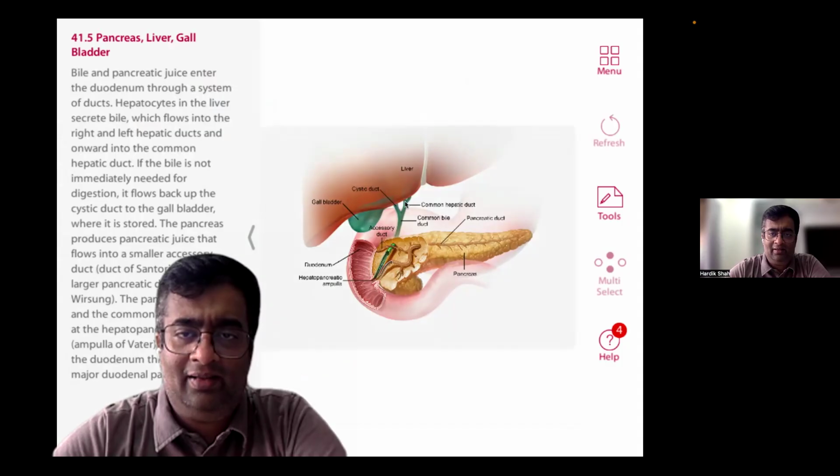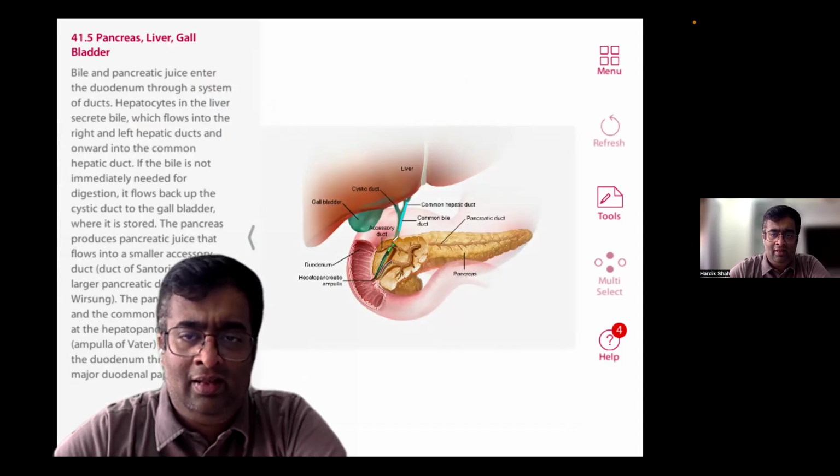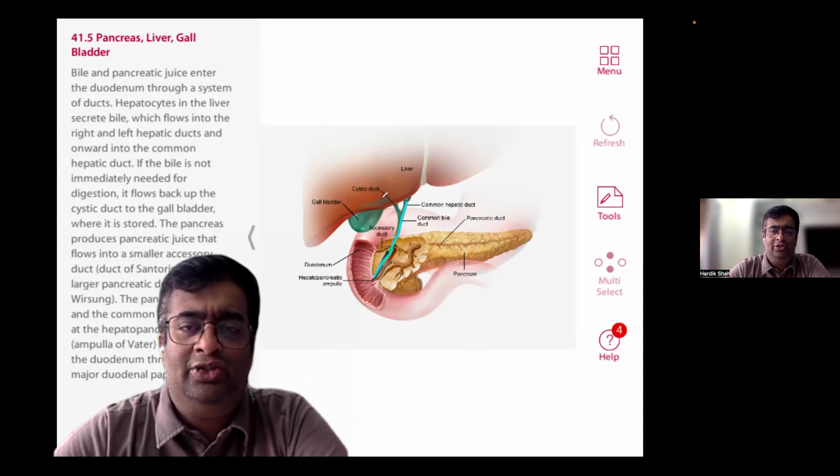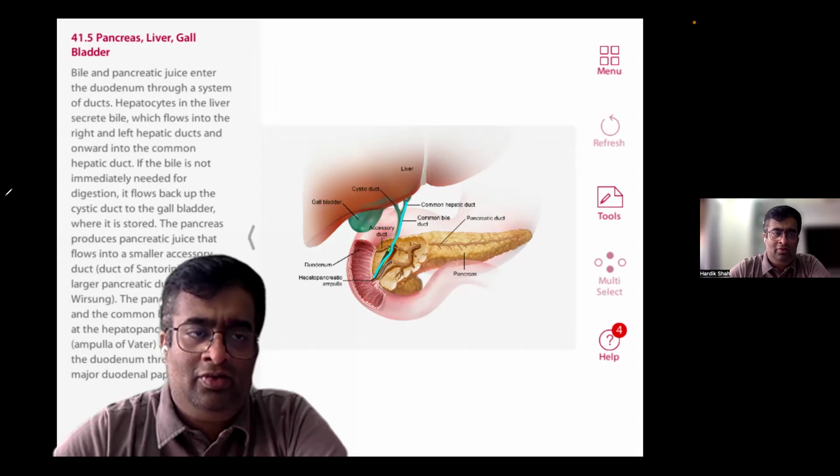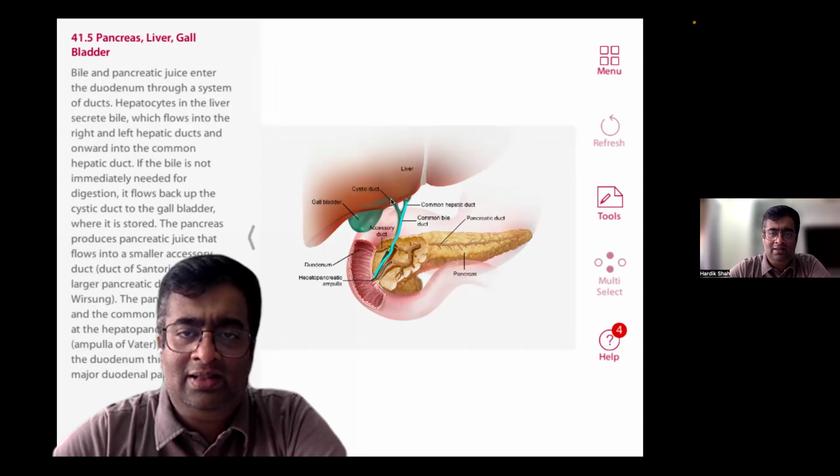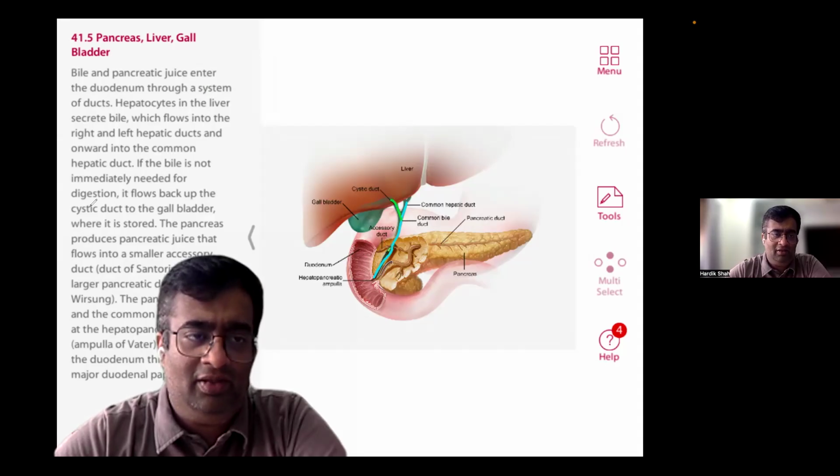I'll just trace the path. Here you can see. Or the bile juice produced by the liver may be temporarily stored in the gallbladder. So what I'm about to annotate on my screen right now in green is the cystic duct. The cystic duct comes from the gallbladder. The blue one is the common hepatic duct coming from the liver.